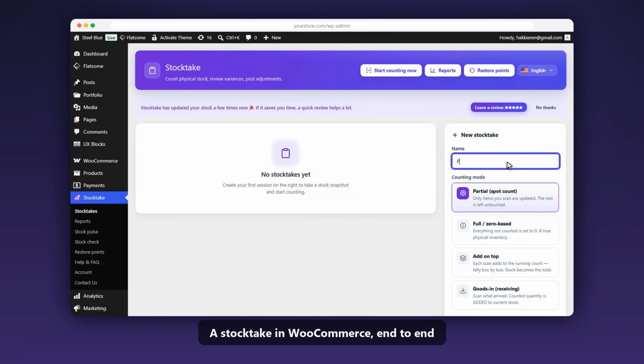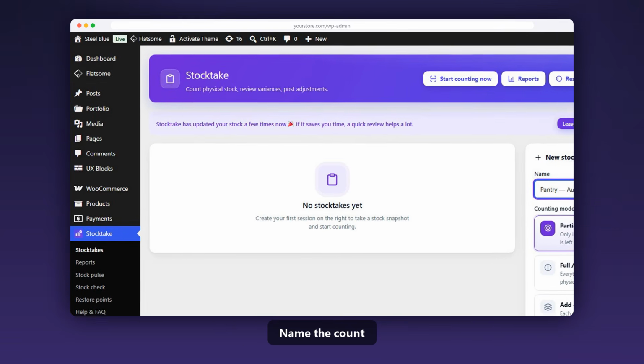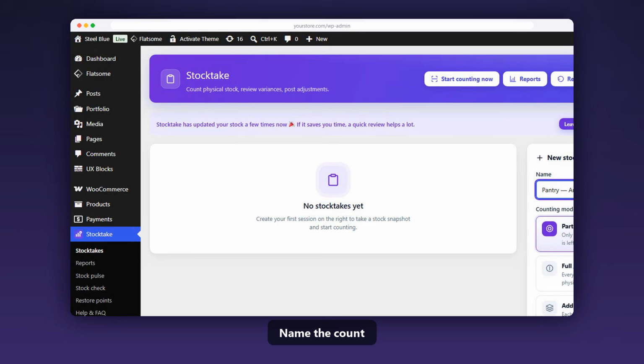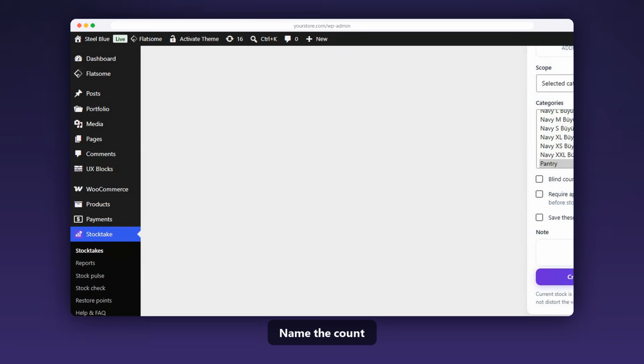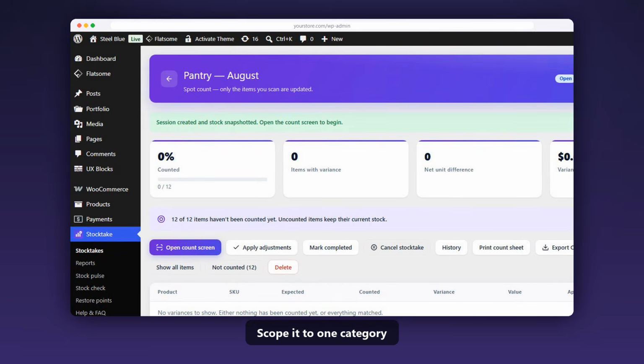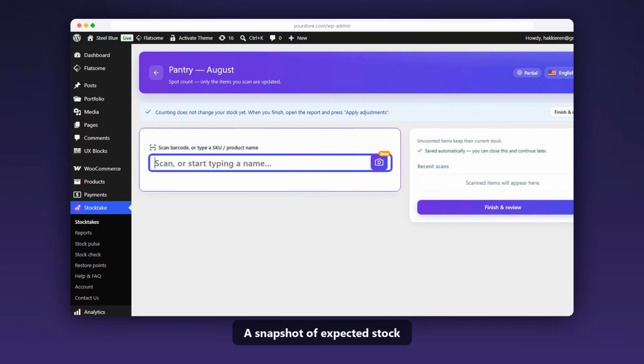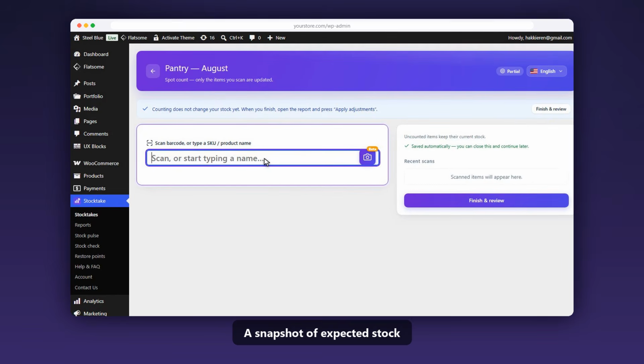This is how to do a stock take in WooCommerce without opening a single product page. Name the count. You don't have to count the whole shop. Scope it to one category. Creating it snapshots what WooCommerce thinks it has, so sales during the count don't distort the result.